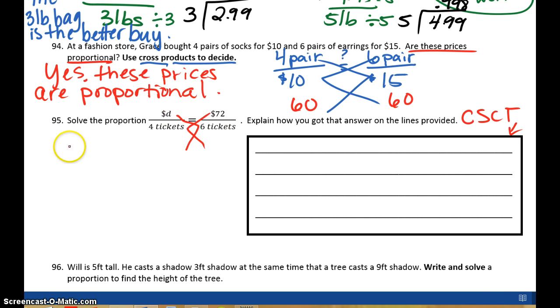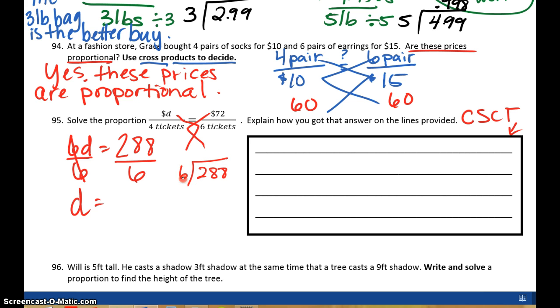So when I multiply, I get 6D equals 72 times 4, which is 288. Then I want to solve for D. To get D all by itself, it's a one-step equation, and since this is multiplication, I'm going to divide by the number connected to my variable. So I'm dividing both sides by 6. That 6 cancels out, and I can figure out what D equals. 288 divided by 6 ends up being 48. So D equals $48.